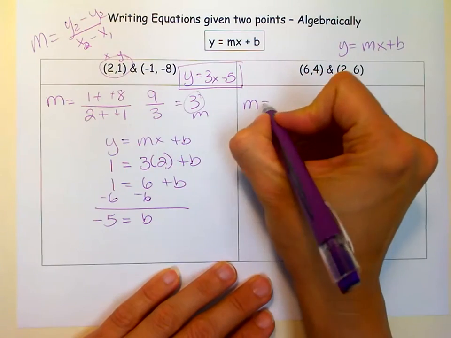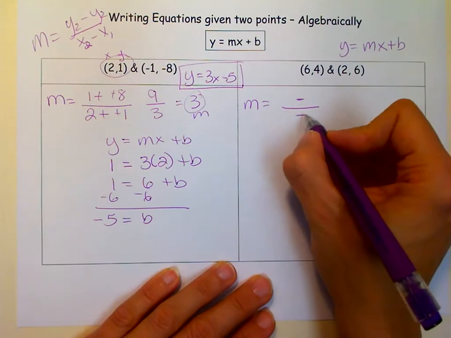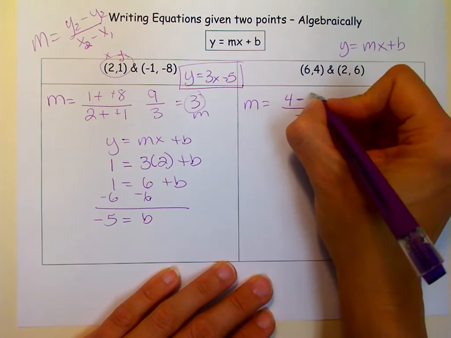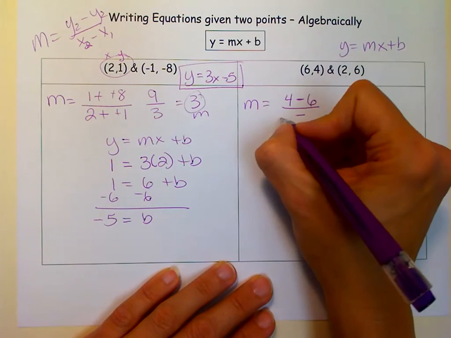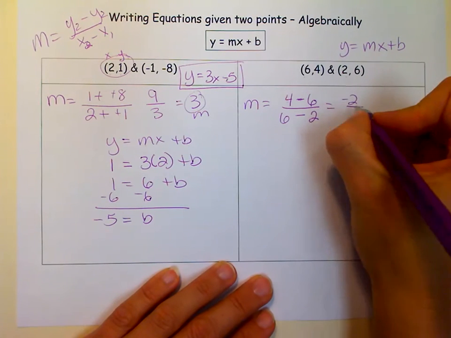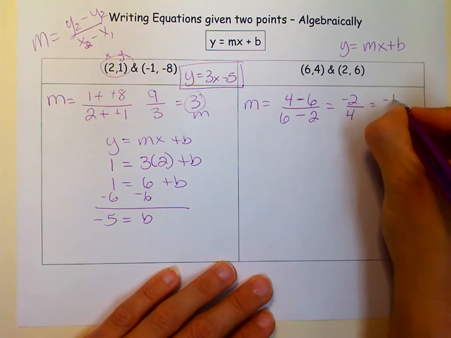First thing I do, remember, is to find my slope. I like to put the fraction with the 2 minus signs down, and then I can just put the y's on the top and the x's on the bottom. So 4 minus 6 is -2. 6 minus 2 is 4. So my slope is -1/2.